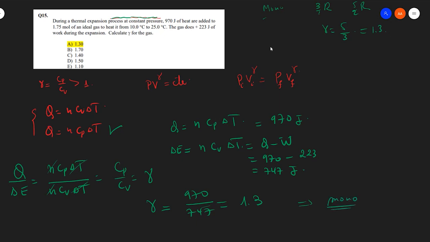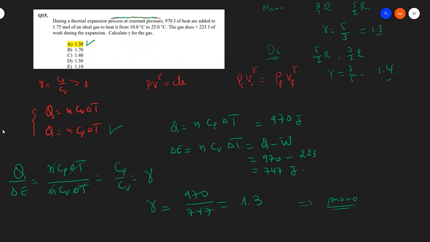If you look at diatomic, for example, CV is 5 over 2R and CP is 7 over 2R. If you do the ratio, gamma is 7 over 5, which is 1.4. So you see, it's this one and not this one. So it is monoatomic. This is just additional information, but here we just need the number. It's 1.3. We answer this question, and we go to the next one to get additional points. I hope this one is clear.